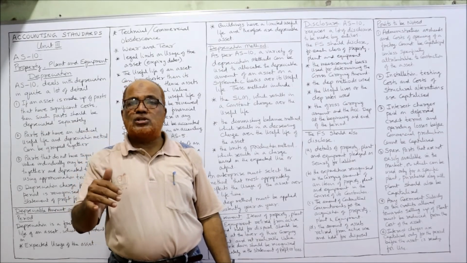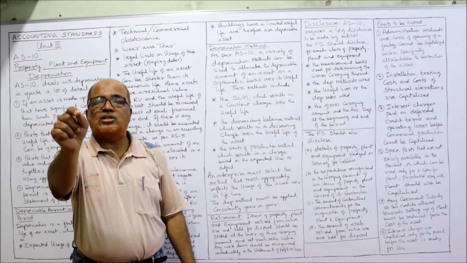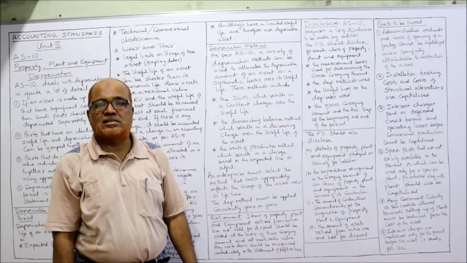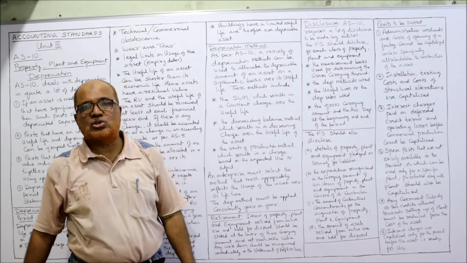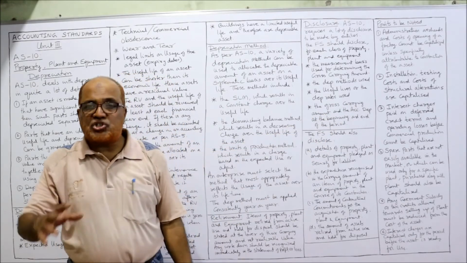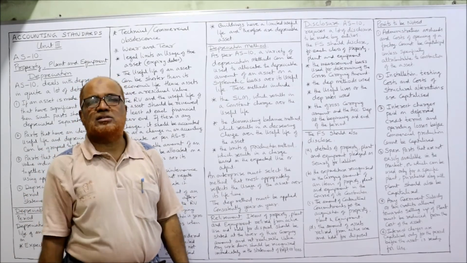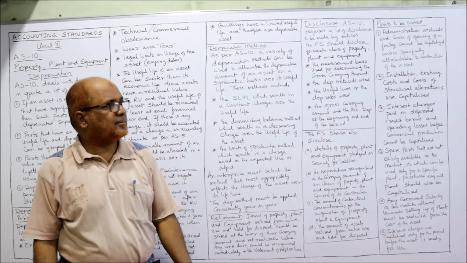Second point, installation, testing cost and cost of structural alterations are capitalized. When an asset is purchased, installation cost is incurred. This installation cost will be capitalized, added to the cost of the asset. Similarly, testing cost and cost of structural alterations. So these are the things that should be capitalized, added to the cost of the asset.